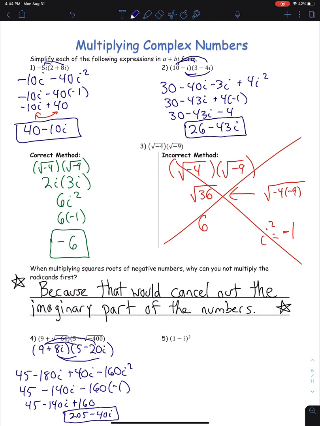And for 5, make sure you just don't square 1 and square -i. You have to write this out as a product of its factors. And then you would see, oh, I need to multiply, double distribute everything on the left by everything on the right. So 1 times 1 is 1. 1 times -i is -i. -i times 1, plus i squared, -i times -i. Continue to simplify this. You get 1 minus 2i minus 1. And that just simplifies to -2i.